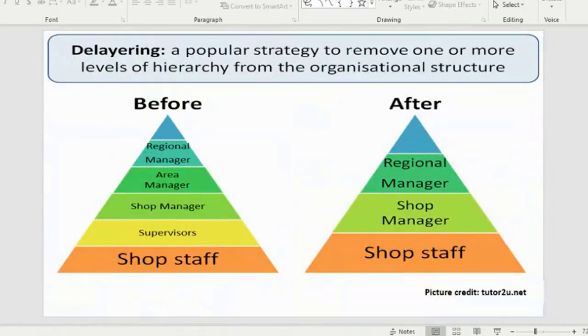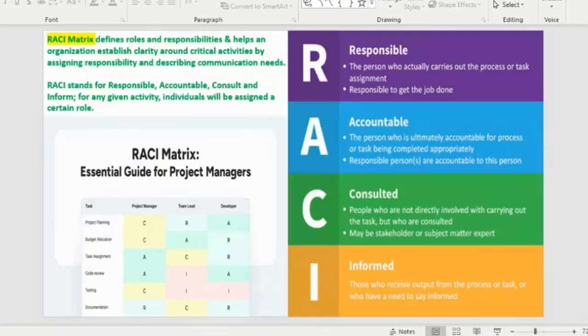needs and business changes. Now you have the RACI matrix, and basically it helps to define the roles and responsibilities in an organization or in a project. And it helps that organization have clarity around the critical activities by assigning responsibility and describing communication needs.